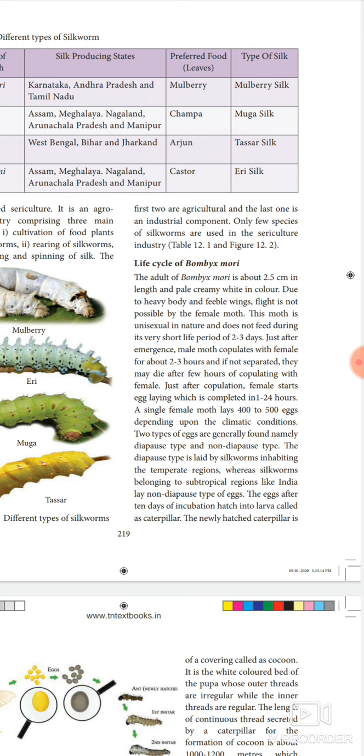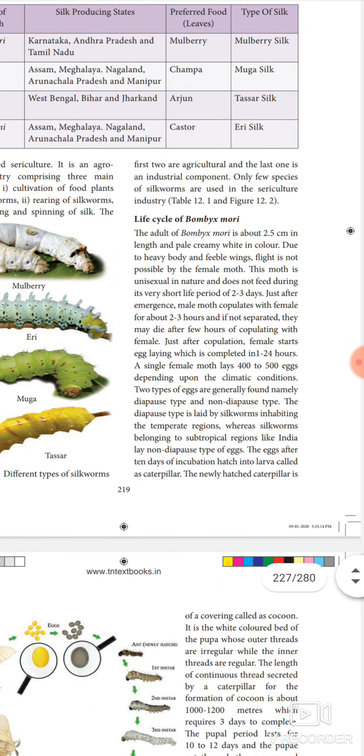Two types of eggs are generally found, namely diapause type and non-diapause type. The diapause type is laid by silkworms inhabiting the temperate region, only the temperate region, whereas silkworms belonging to subtropical regions like India lay non-diapause eggs. In India, they lay the non-diapause type of egg.